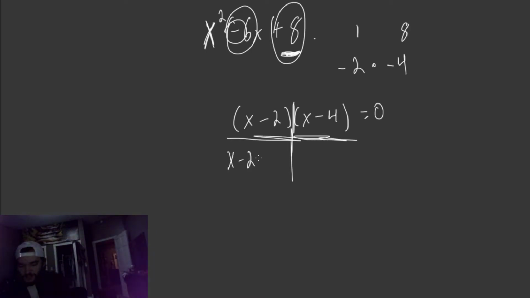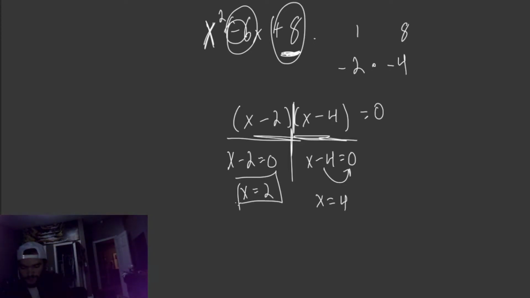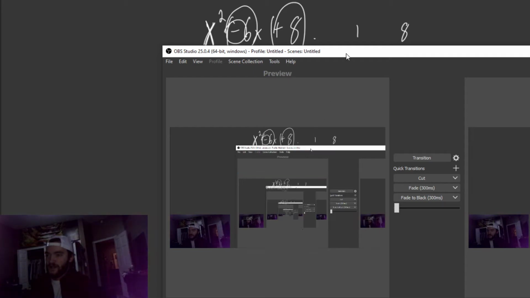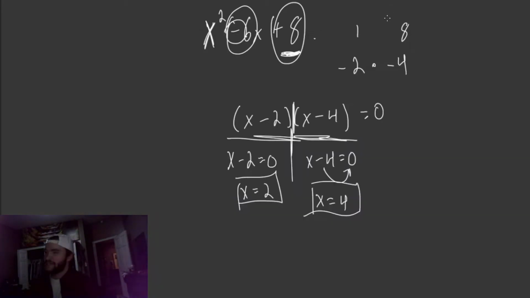So x minus 2 equals 0, x minus 4 equals 0. So then when I add this guy over here, this becomes x equals 4, and then x equals 2 over here, which we figured out before. This is the correct answer, so it checks out. Yeah, so that's the basics of factoring.